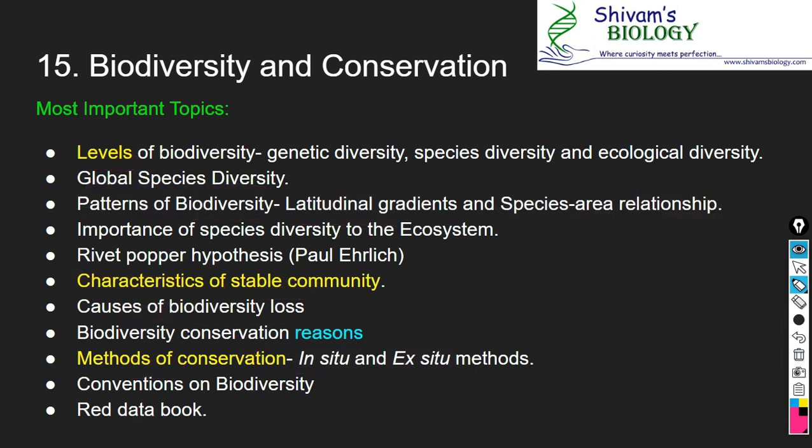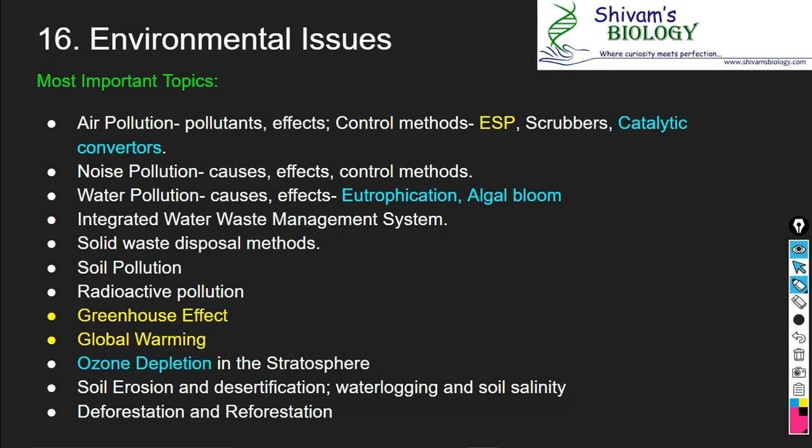Now moving to the last chapter of your textbook, that is environmental issues. In this chapter, the most important topics are air pollution, its pollutants, harmful effects and its control methods like electrostatic precipitators, it is very important. Scrubbers, catalytic converters, etc. Noise pollution, its cause, effect and control methods. Water pollution, cause, effects like eutrophication, algal bloom, these are very important for your board exam. Integrated waste water management system, it is a case study.